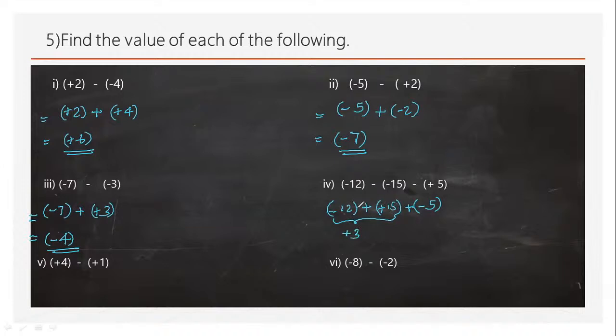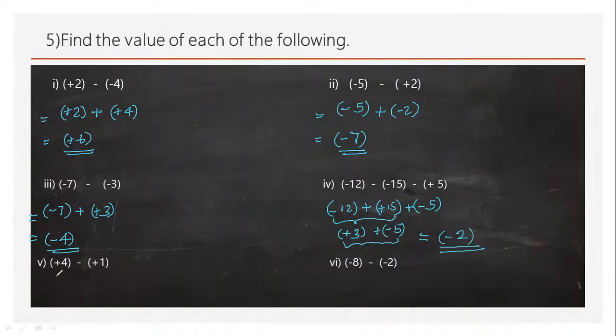Take the difference: 15 subtract 12 is 3. The larger numerical value contains plus, so plus 3 plus minus 5. Now simplify these two. Here also different signs, so we take the difference. 5 subtract 3 is 2. The larger numerical value 5 contains minus, so we can write the answer minus 2.